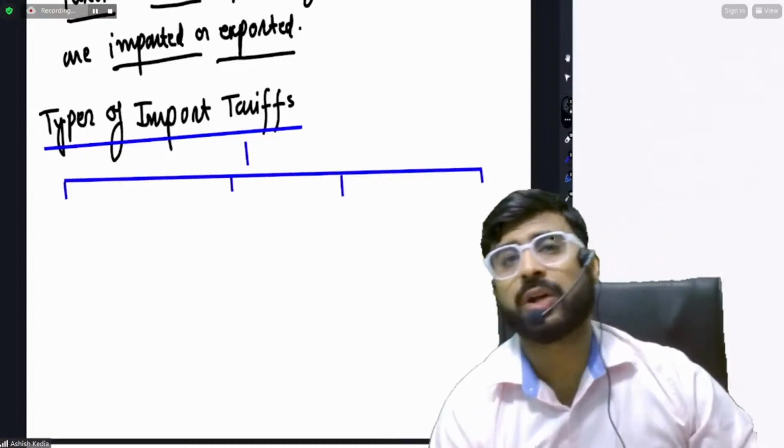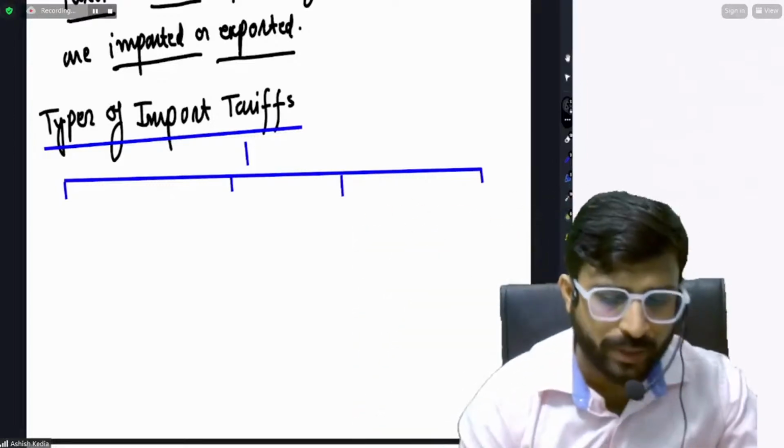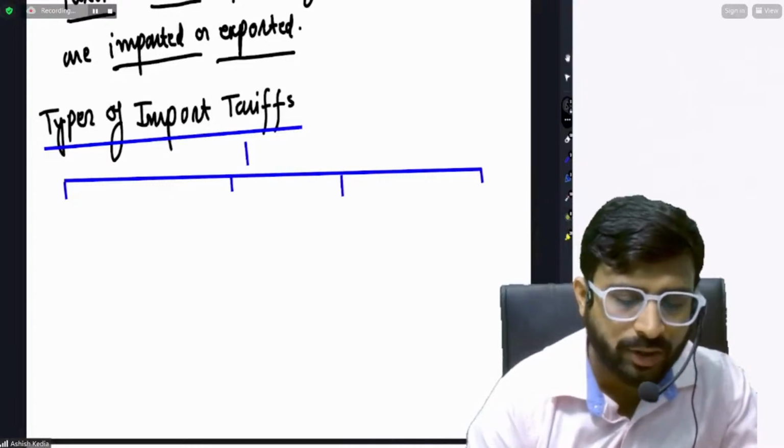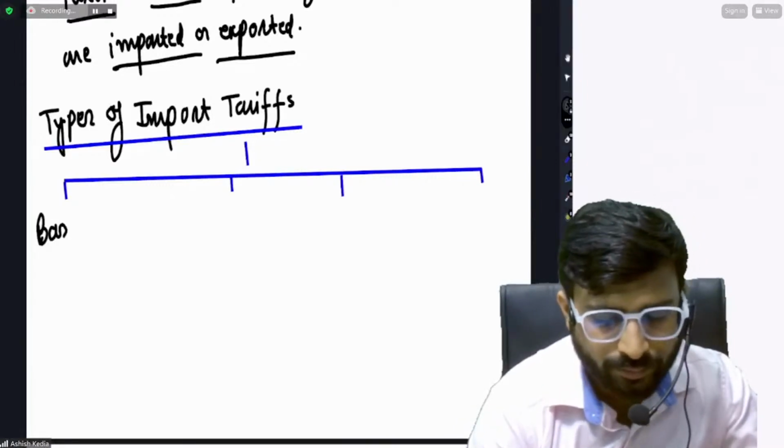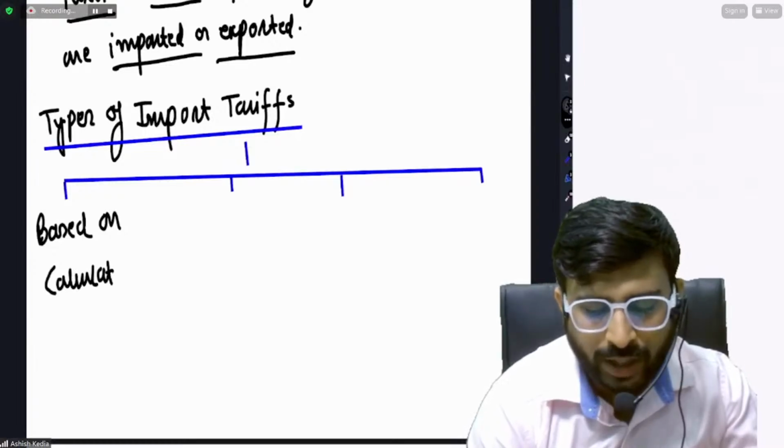First is types of import. Acha, import means buying from foreign country. Export means selling to foreign country. So now pay attention. Types of import tariff. Number one is types based on how you calculate it.